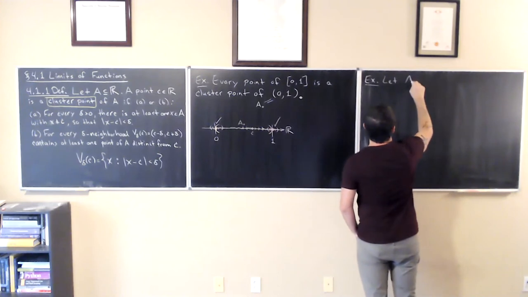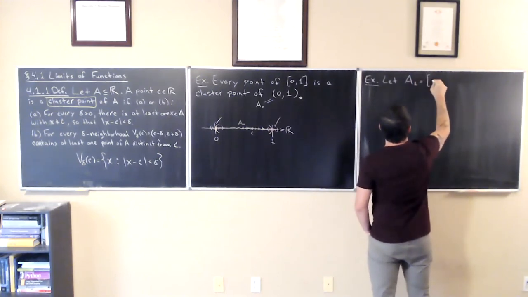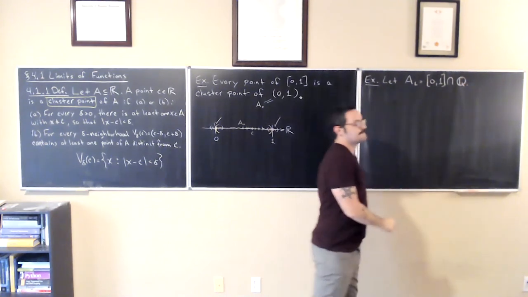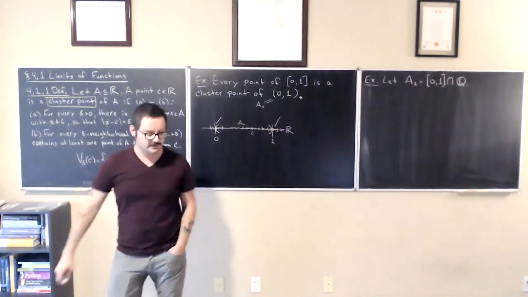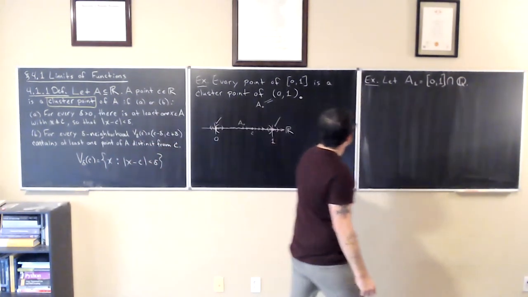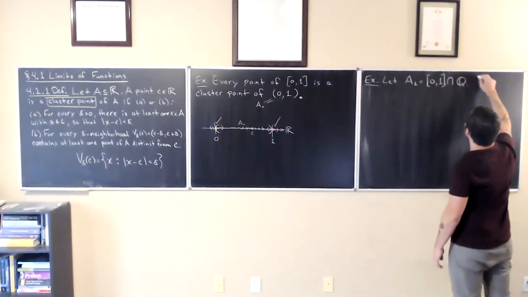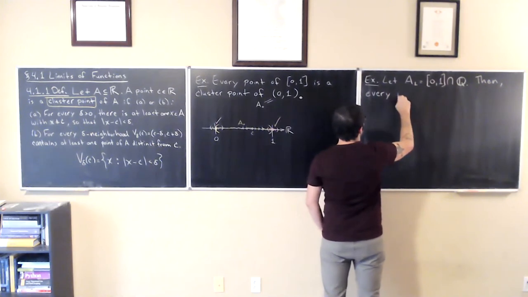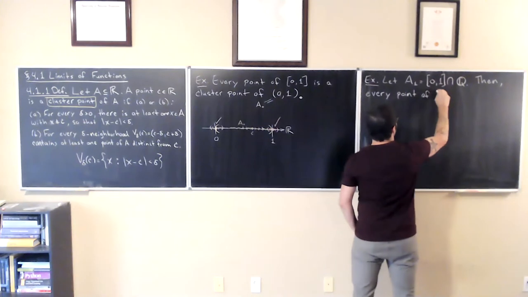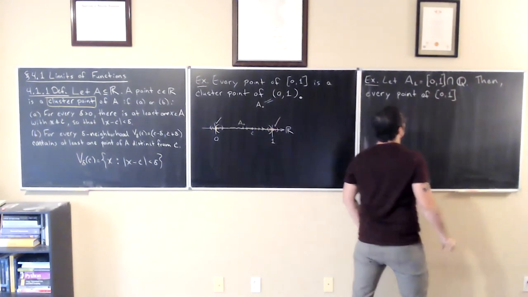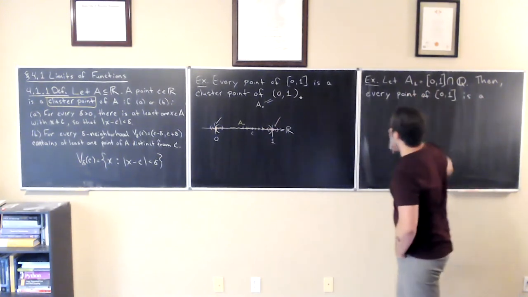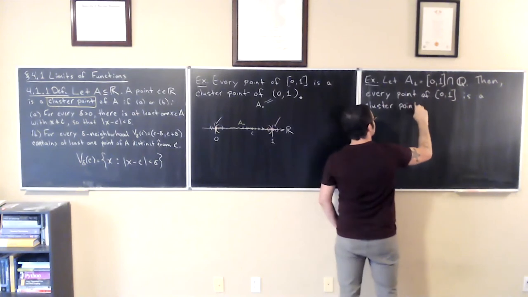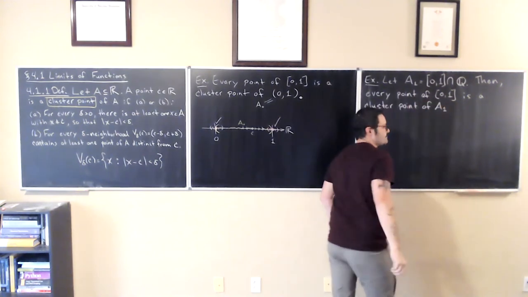What about, let A1 equal the closed interval [0, 1] intersect the rationals? Because these are all the rationals on the interval [0, 1]. Okay, and then the same thing is going to hold, right? Then every point of [0, 1] is a cluster point of A1. And this follows by the density theorem.